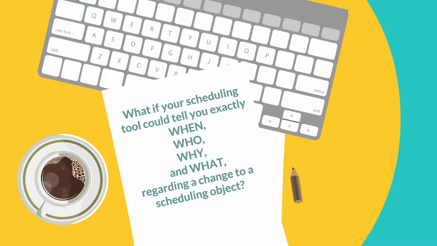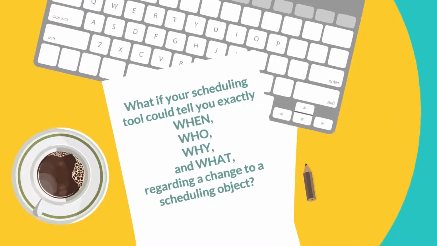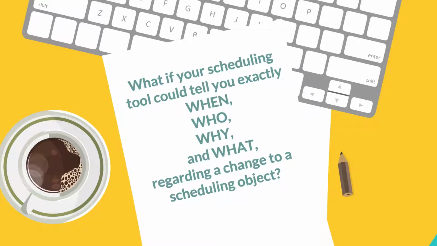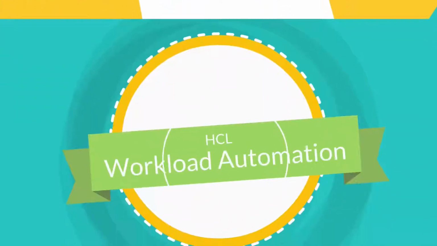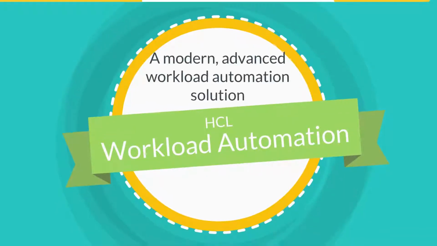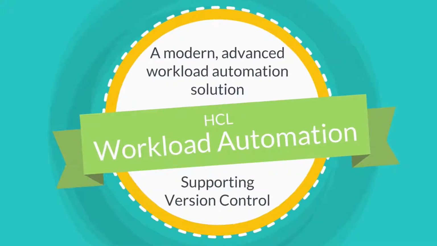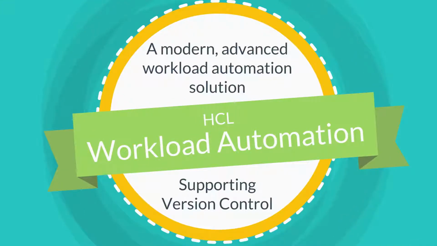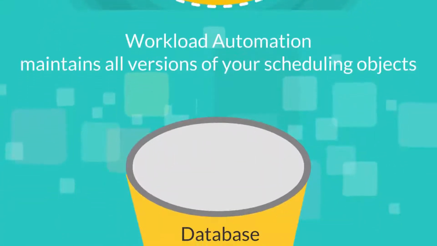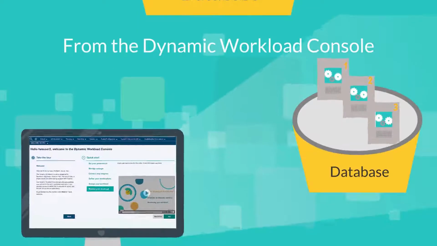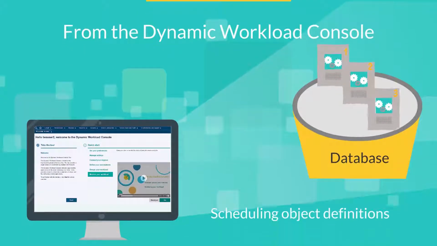What if your scheduling tool could tell you exactly when, who, why, and what, regarding a change to a scheduling object? The solution is HCL Workload Automation, a modern advanced workload automation solution, supporting version control. Workload automation maintains all versions of your scheduling objects in the database, and you can easily access them from the dynamic workload console.